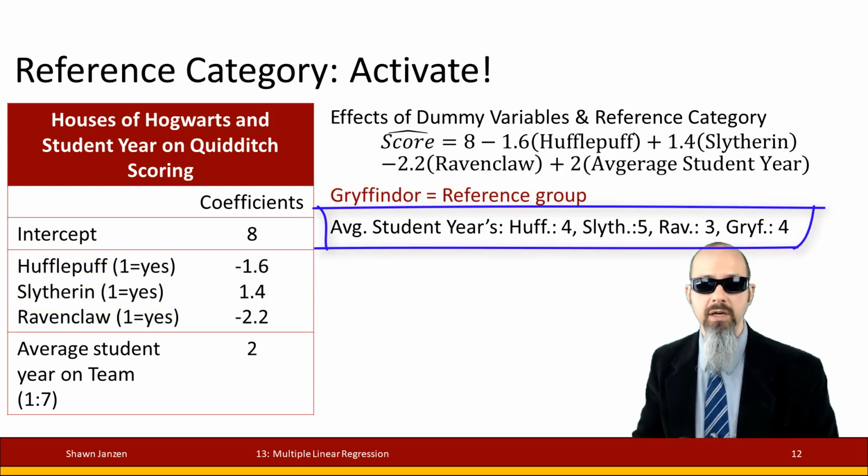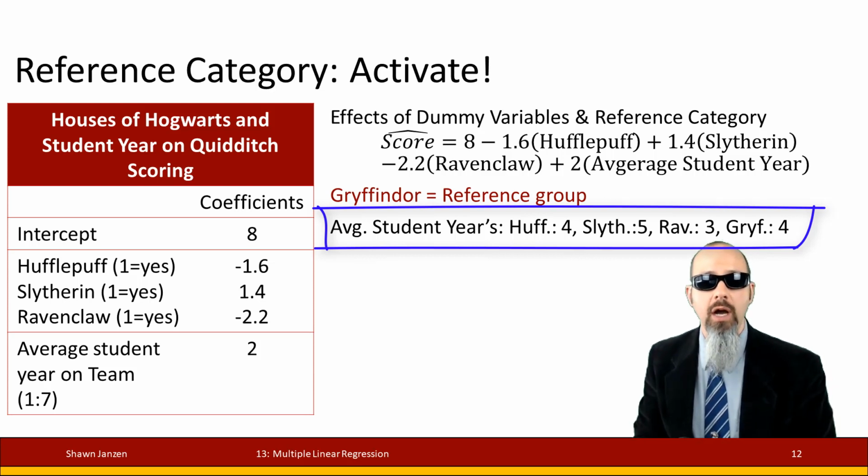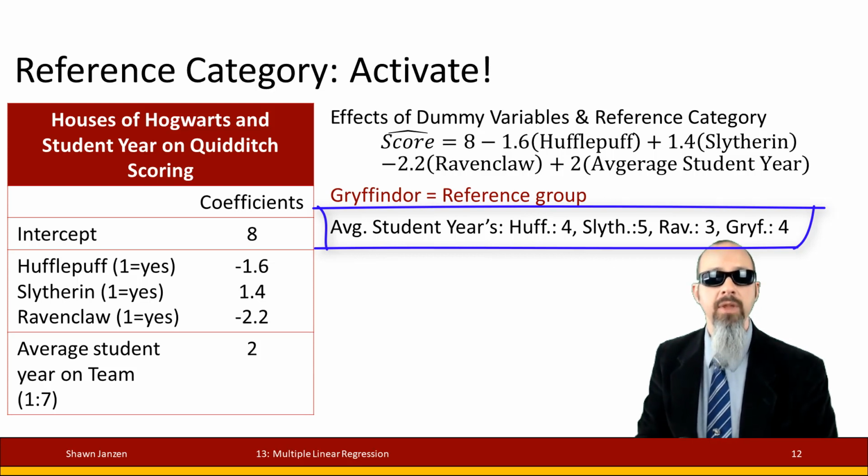And I also put in here an average number of student years that they could spend at school. These range from 1 to 7. And you can be at Hogwarts for up to 7 years. So what we have here in this case is the average number of student years for the Hufflepuff team is 4, 5 years on average for the Slytherin team, 3 years for the Ravenclaw, and 4 years for Gryffindor.